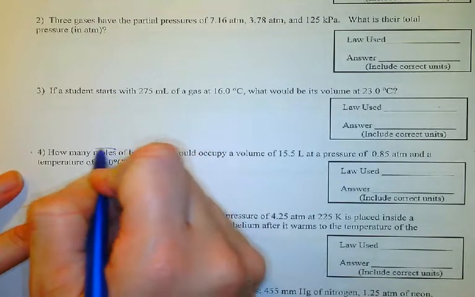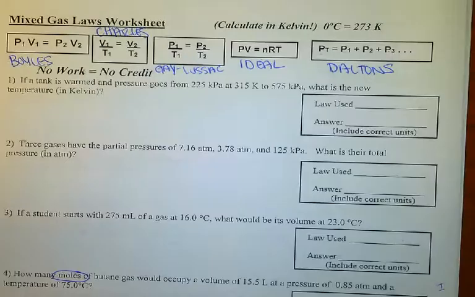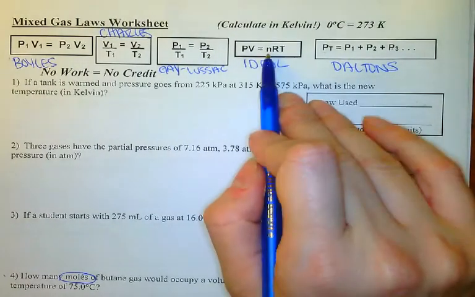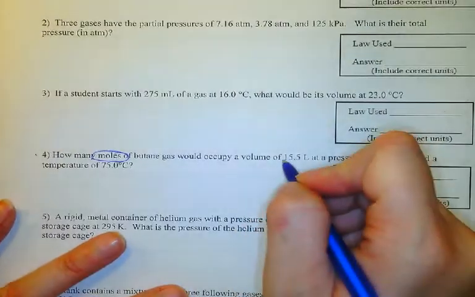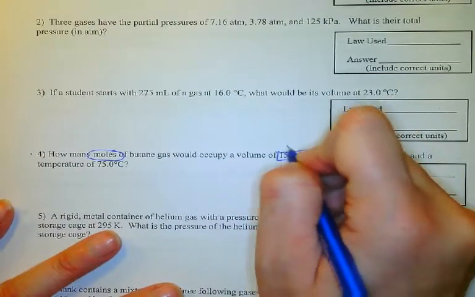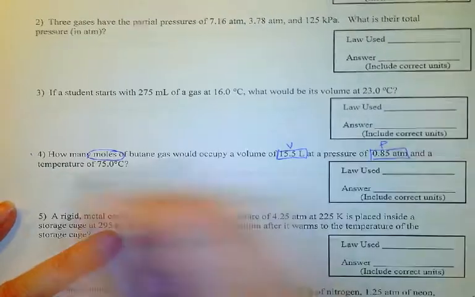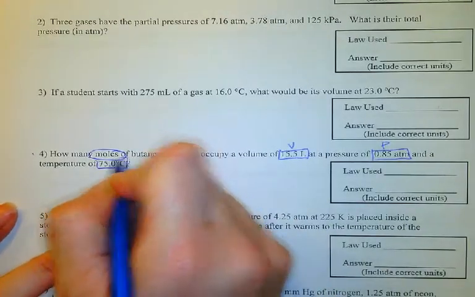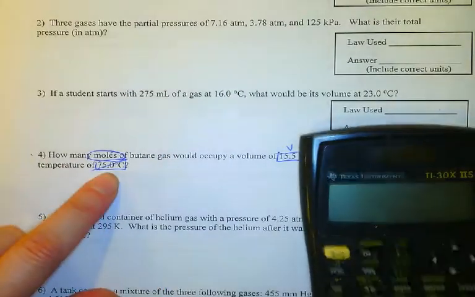On number 4, they're asking me for moles, which should be a dead giveaway, because only one of these equations up here has moles in it, and it's right there, the N. So already I can pretty much guess this is going to be the ideal gas law. But I'm going to keep looking and say moles is N. They give me liters, which is volume. They give me a pressure in ATM, and they give me a temperature, kind of. And I'm going to cross that out because I know that I cannot calculate in Celsius.